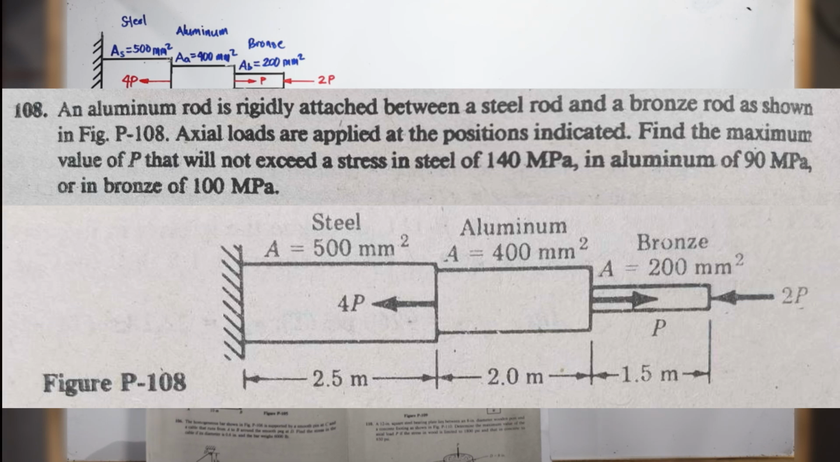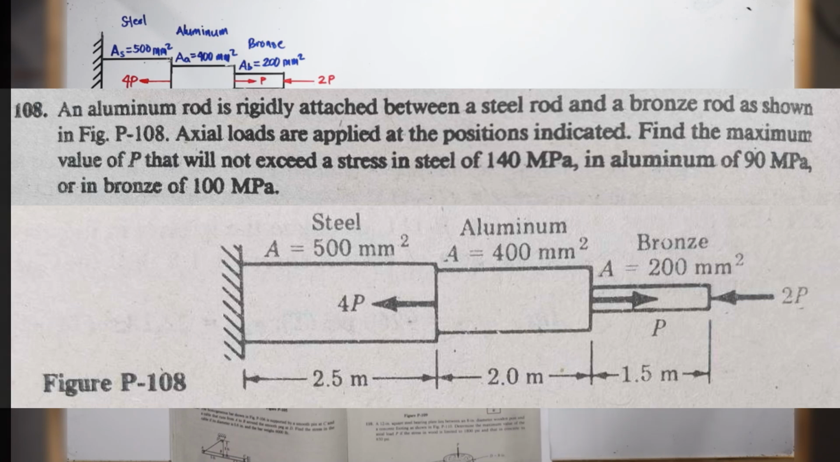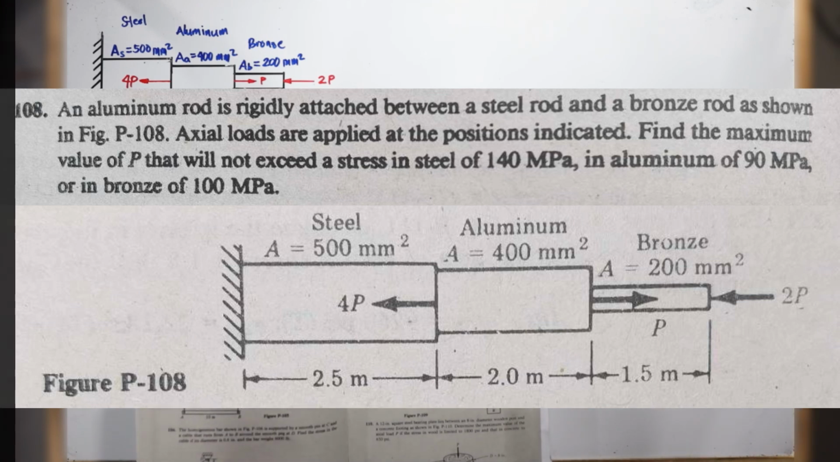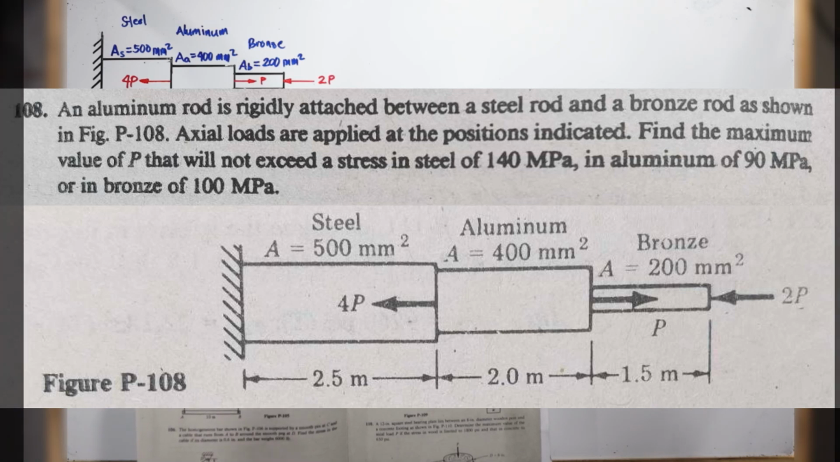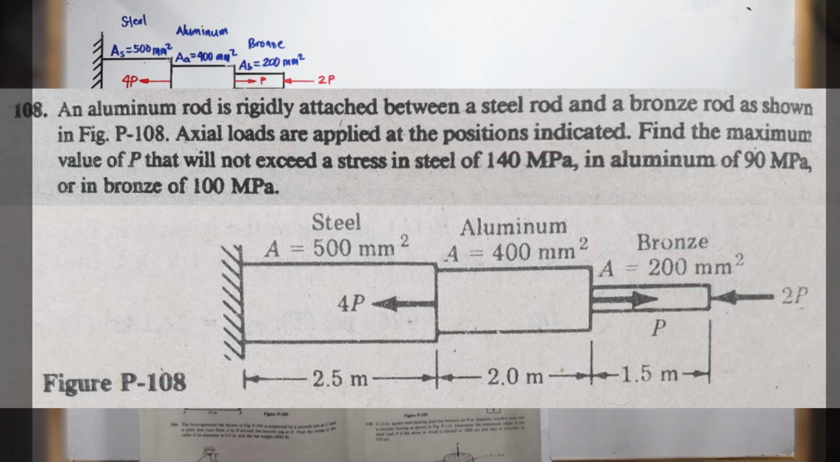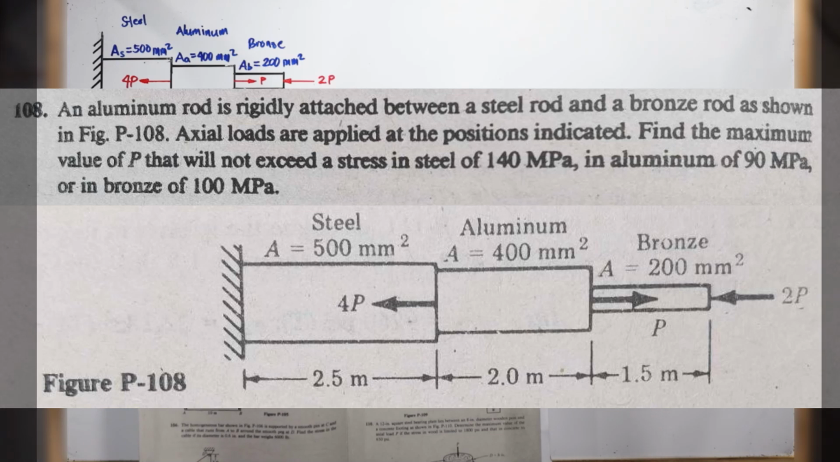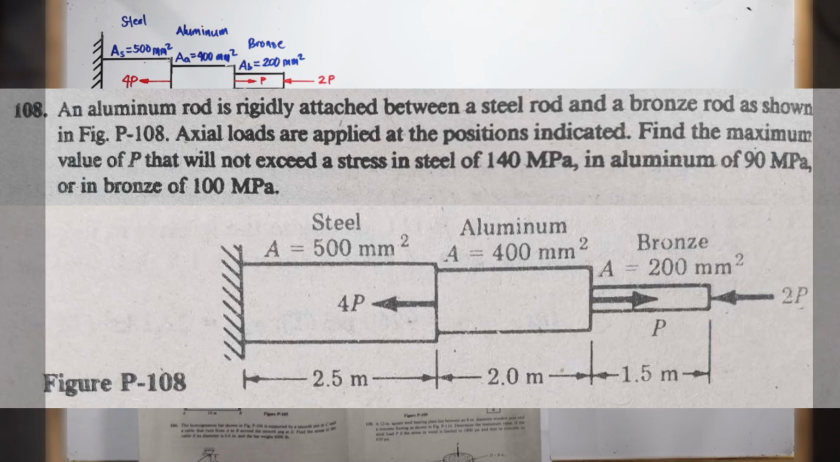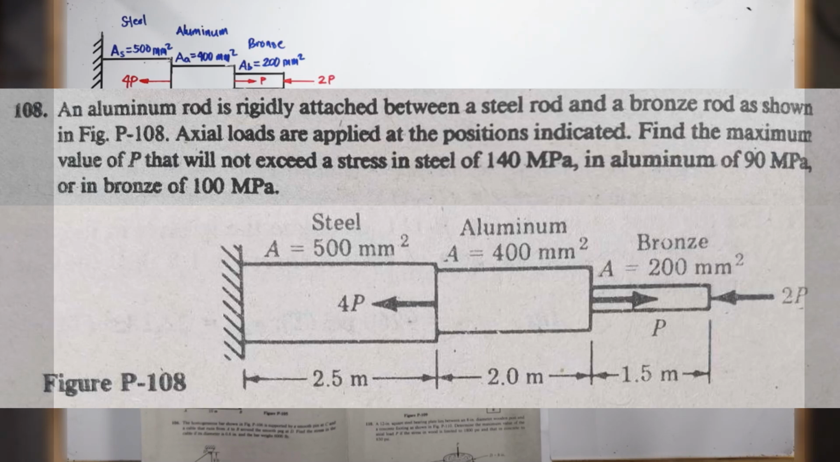Problem 108 on page 12 of the book Strength of Materials by Pytel and Singer. An aluminum rod is rigidly attached between a steel rod and a bronze rod as shown in the figure. Axial loads are applied at the positions indicated. Find the maximum value of P that will not exceed a stress in steel of 140 megapascal, in aluminum of 90 megapascal, or in bronze of 100 megapascal.